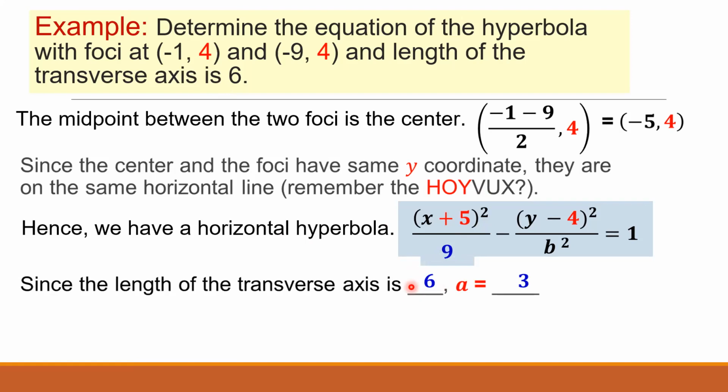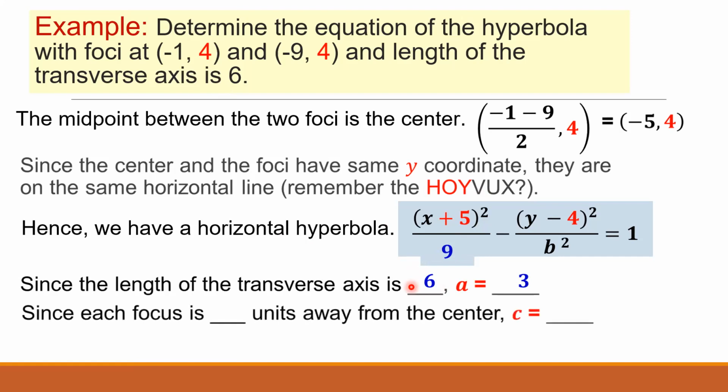Okay? Tapos, para makuha natin yung b squared, we make use of the distance of the focus. How far is one focus away from the center? Gaano kalayo si negative 9 from negative 5? Or si negative 1? Gaano siya kalayo from negative 5? It's actually 4 units away from the center. So that means our C is equal to 4.